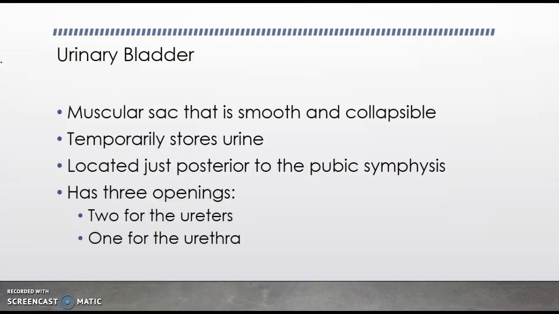So the urinary bladder is basically just a muscular sac. It is there to just store urine and has no other function. It's right behind your pubic symphysis, that piece of cartilage that connects your two pelvic bones. And it has 3 openings, 2 for the ureters and 1 for the urethra.